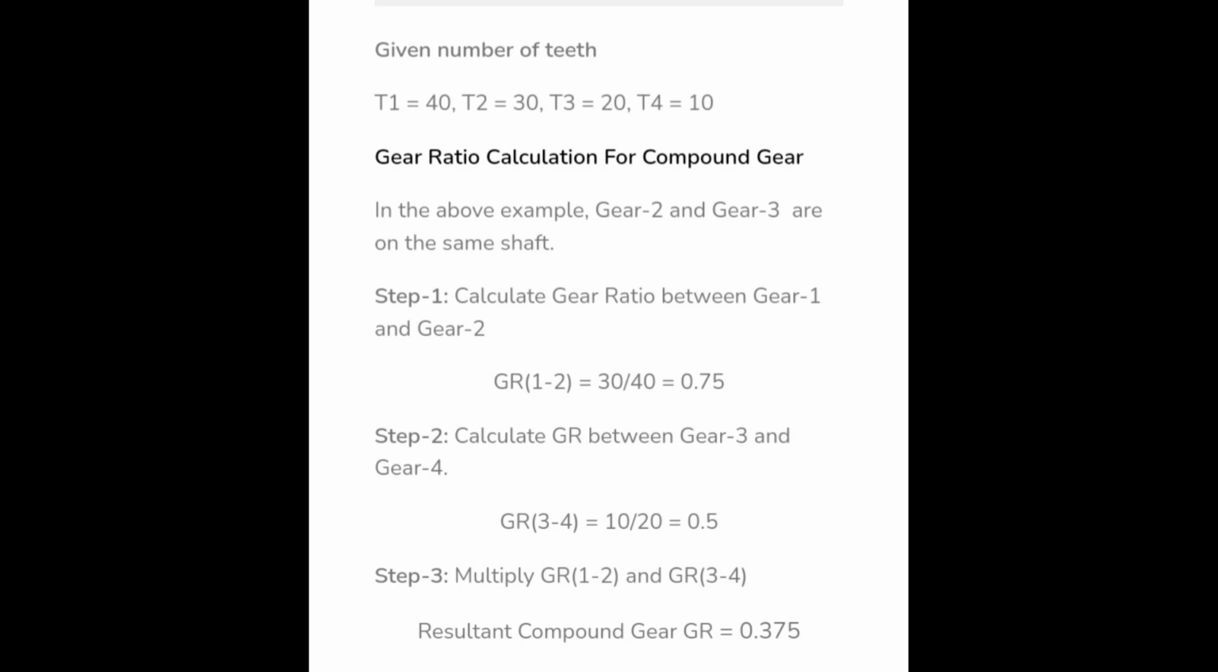In the above example, gear 2 and gear 3 are on the same shaft. So first step, calculate the gear ratio between gear 1 and 2. The gear ratio between 1 and 2 is 0.75, and step 2, the gear ratio between gear 3 and gear 4, we calculate here as 0.5. Now the third step, multiply gear ratio 1 and 2 and gear ratio 3 and 4, so the resultant compound gear GR value is 0.375.